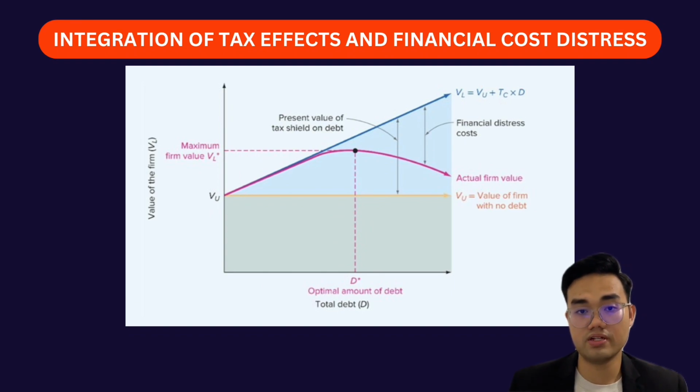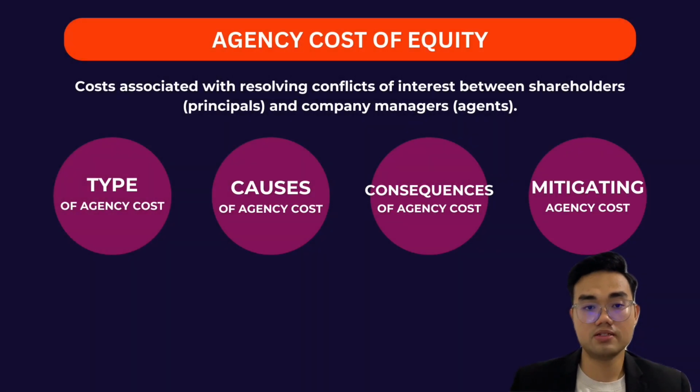A company can benefit from using debt up to an optimal point because the tax shield from interest payments enhances the firm's value. However, beyond the optimal point, the value of the firm begins to decrease due to escalating costs associated with financial distress and potential bankruptcy. Thus, while debt can initially increase firm value, excessive debt can lead to higher bankruptcy costs, ultimately reducing the firm's value. Let's take a look at the agency cost of equity.